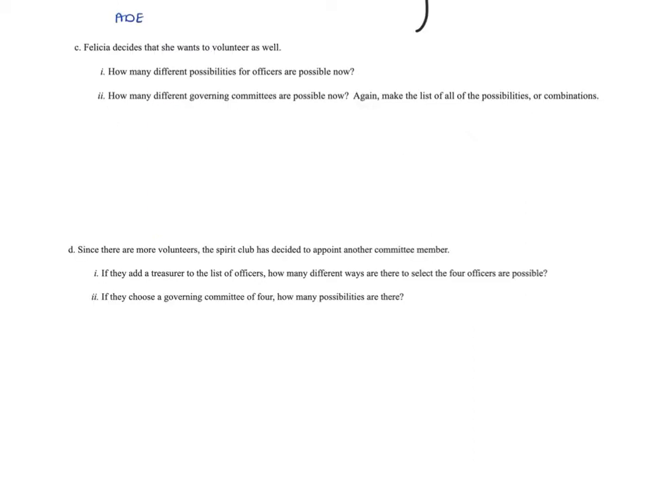Then Felicia comes along, and Felicia decides that she wants to volunteer as well. How many different possibilities for officers are possible now? Well, if I'm having officers and having the different ranks, now instead of having 5 choices for the first position, I would have 6 choices. So my new permutation is going to be 6 times 5 times 4 using my decision chart, or using my permutations formula, 6 factorial over 3 factorial. Now I have 120 different possibilities.